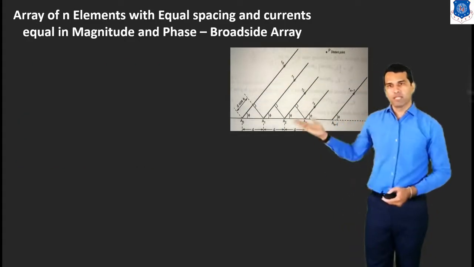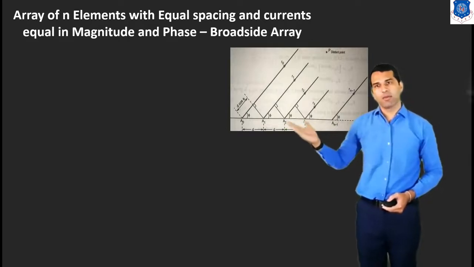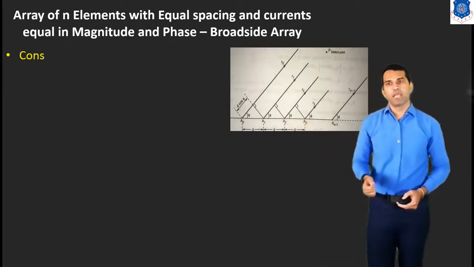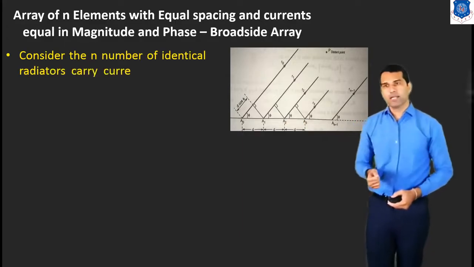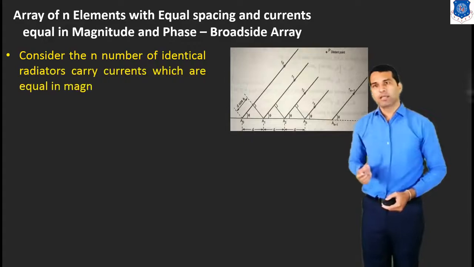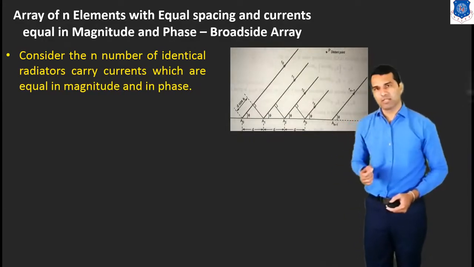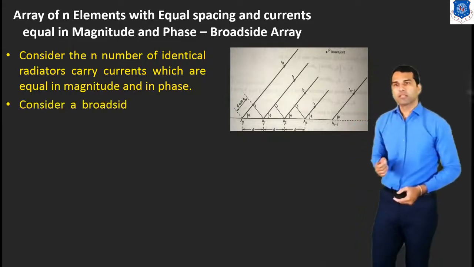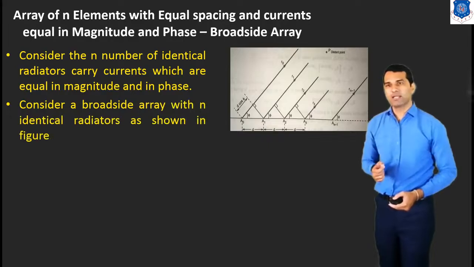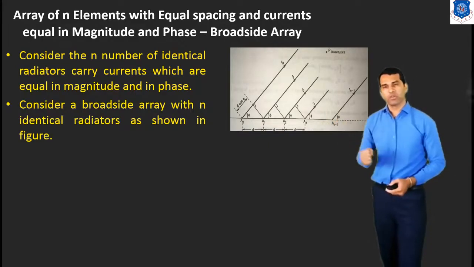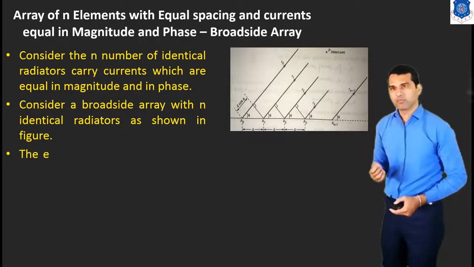So we can see the figure here. We have taken the elements A0, A1, A2, A3 up to An-1. Consider n identical radiators, that means the elements carry currents which are equal in magnitude and in phase. Consider a broadside array with n identical radiators as shown in the figure. So we have here considered the broadside array.